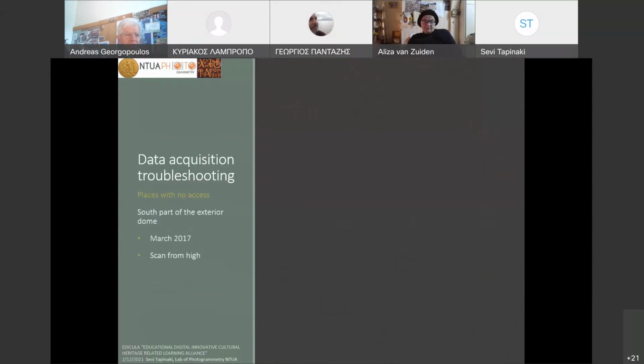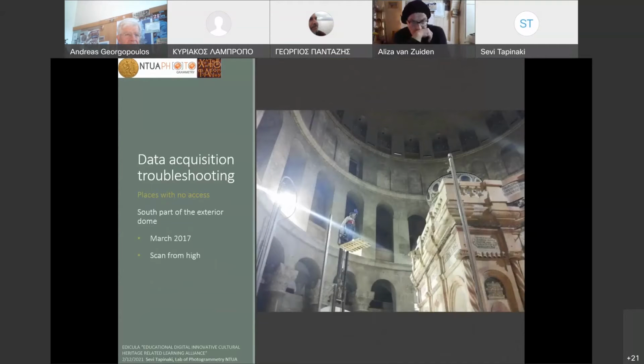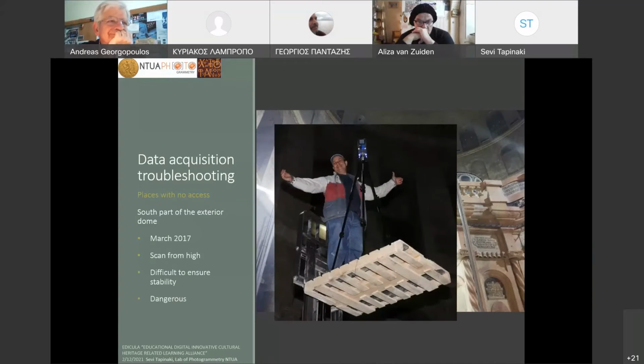Another place with no access in March 2017 was the south part of the exterior dome. We needed a scan from high. So using this unstable lifting machine, we tried to raise the scanner together with a volunteer. And maybe he seems very happy here, but it was very dangerous and unfortunately with no success because, as I mentioned, the lifting machine was not stable.